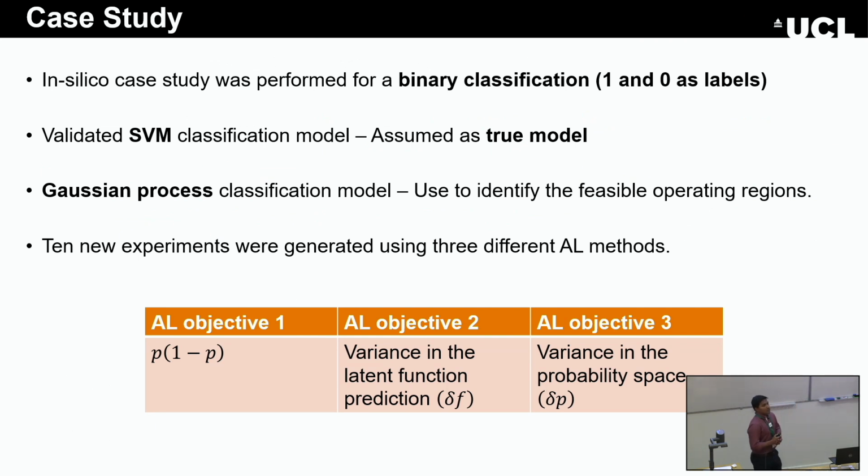To demonstrate this new approach, also comparing with the previous active learning methods, we tested this on an in silico case study for a binary classification case, where we have 2 labels, 1 and 0, 1 corresponding to the feasible experiments and 0 corresponding to the unfeasible experiments. We performed actual experiments, and using the actual experimental data, we validated an SVM model. This model was assumed as the true model for the in silico case study to generate more data. Meanwhile, the Gaussian process classifier model was used as the classification model to identify the feasible operating region.